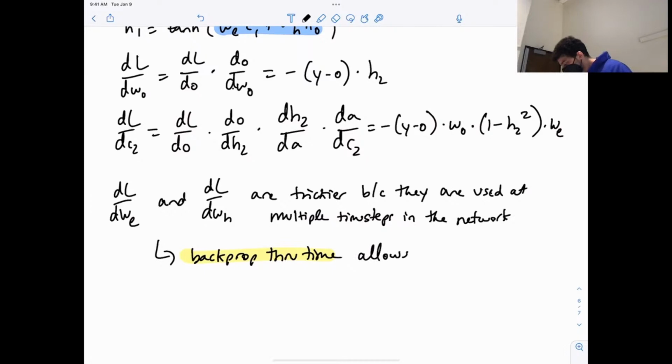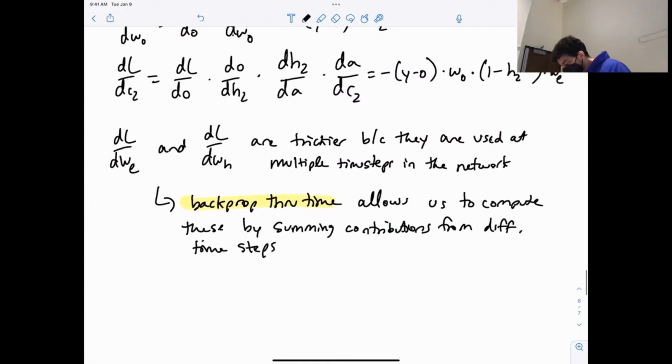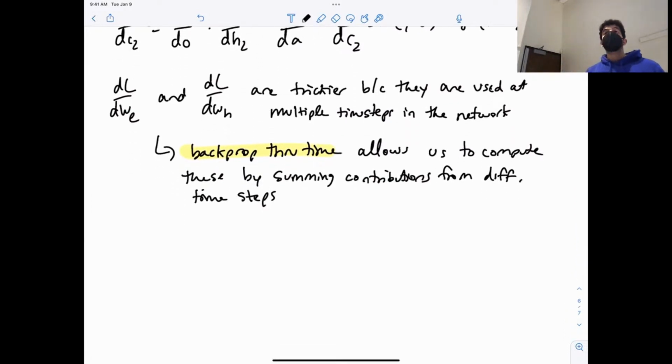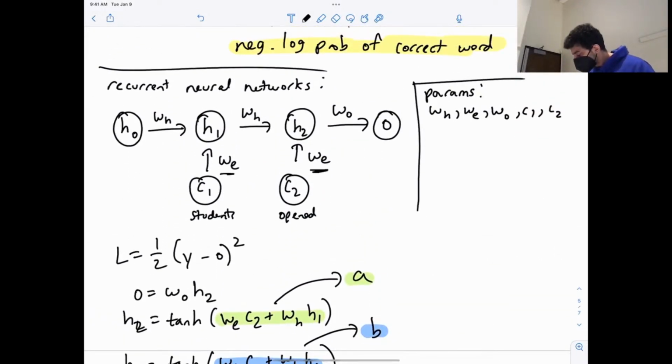So let's be a little more clear. This allows us to compute these by summing contributions from different time steps. Okay, so let's just do dL/dW_E just to explain what I mean by that. So if you look at W_E, it's used here, and it's also used here. So let's assume it's not used at time step 1, and let's just compute the contribution to this gradient when it's used at time step 2.